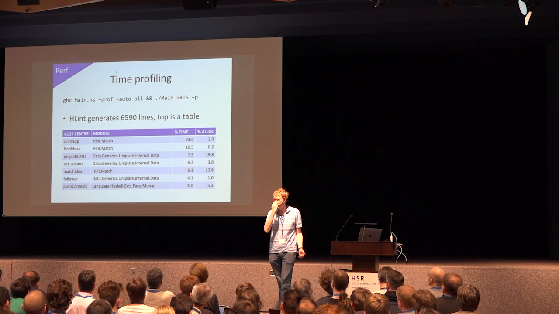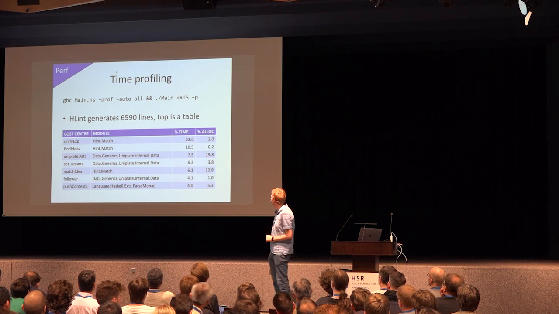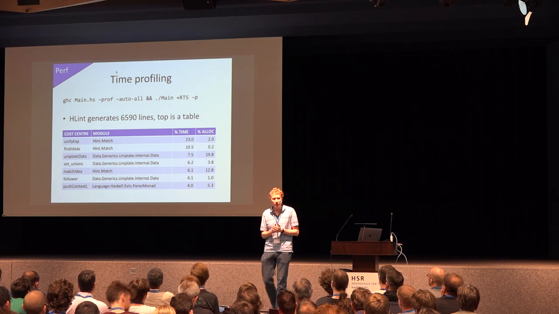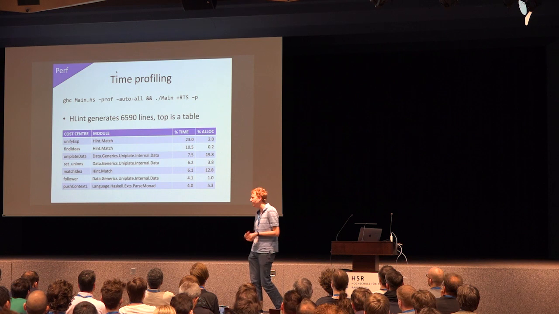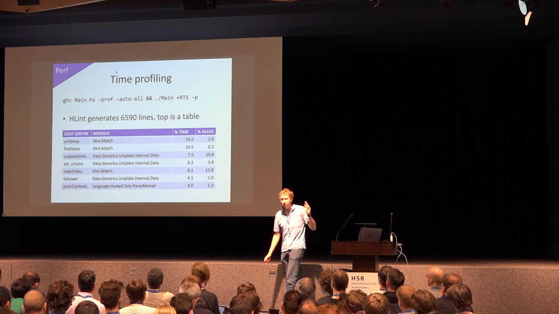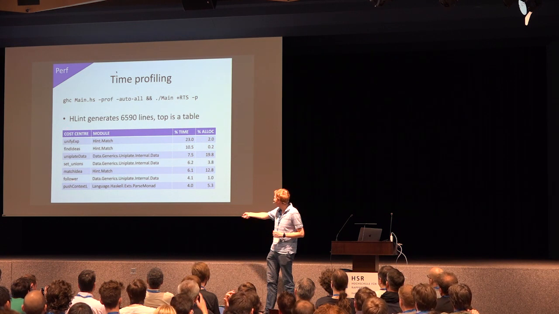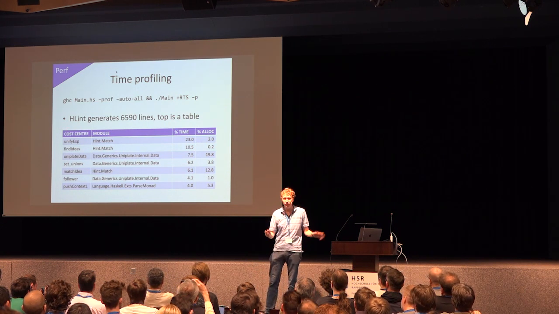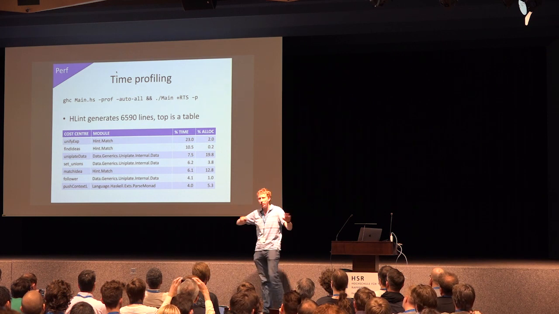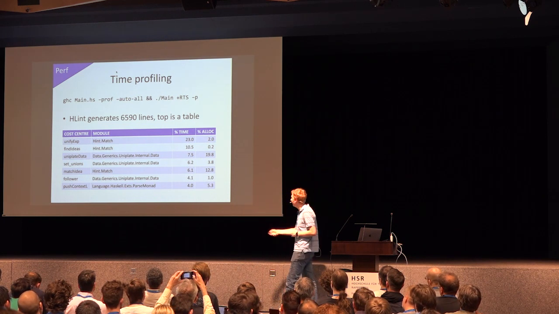So I profiled HLint, and it generates 6,500 lines, which seems a lot. But at the very top is a table. And this says, these functions took most time. So just to give you a flavor of how to read this.